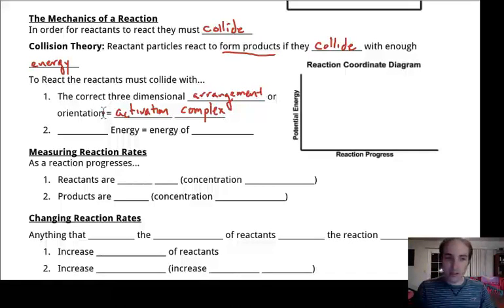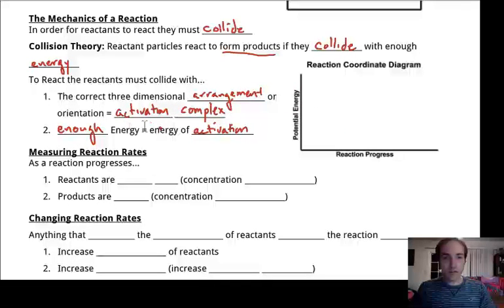They can collide, but that doesn't mean you're going to get products. They have to collide in just the right way, just the right three-dimensional arrangement for them to interact. You also have to have enough energy. Okay? And we call this the energy of activation. So the idea here is you have to have the payment, the energy required to not only get them in a three-dimensional arrangement, but also to break or adjust any chemical bonds that might be present.